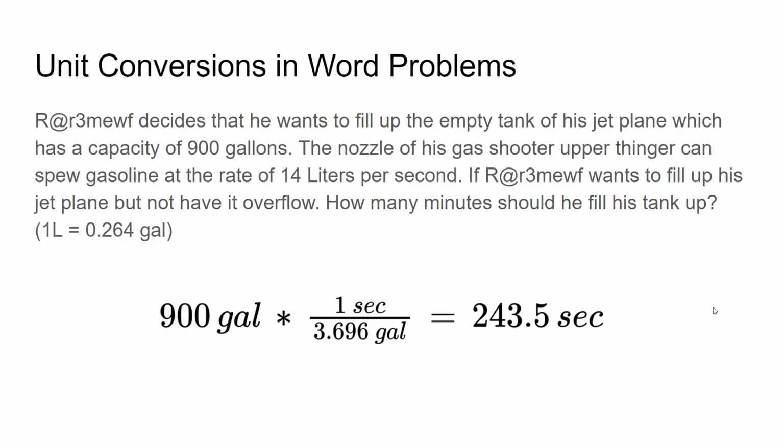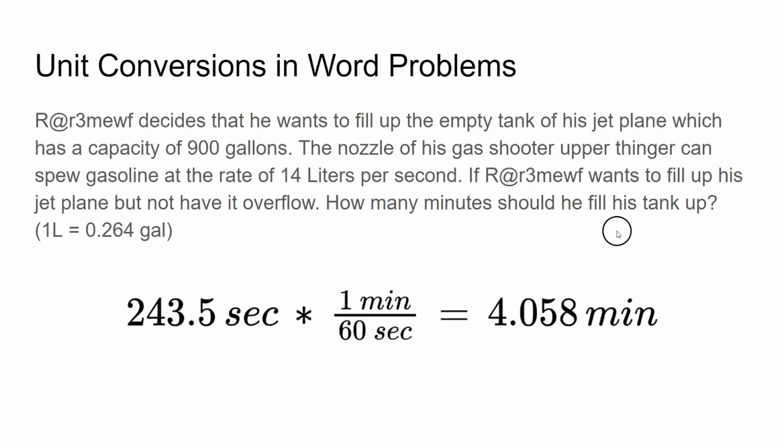So, do we want an answer in seconds? I mean, it's a step closer, but we want it in minutes. Now we can just do something that we did yesterday. We can convert seconds to minutes. How do we do that? We cross cancel seconds with a unit multiplier. 1 minute equals 60 seconds, right? So we put 60 seconds on bottom and divide through, and Rare Muf should fill up his tank for 4.058 minutes if he doesn't want it to overfill, right? So that's how you solve word problems.